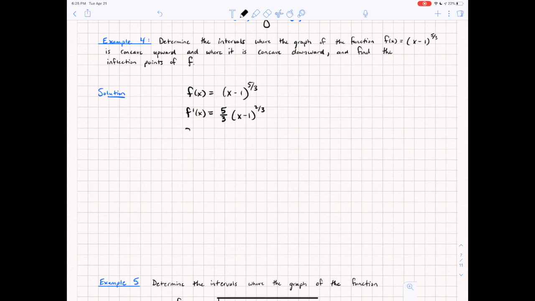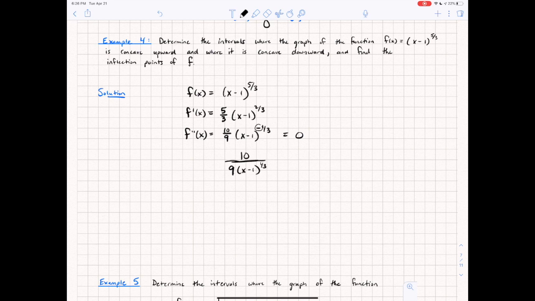I'm going to go to the next derivative, so the second derivative. Bring down the 2/3, this will give me 10/9, just multiplying numerators and denominators together. X minus 1 stays the same. Subtract 1 from the power, I get negative 1/3. All right, now my goal here is to set this equal to 0 and solve. So because I have a negative power here, I'm just going to rewrite it. So I have 10/9 over x minus 1 to the 1/3.